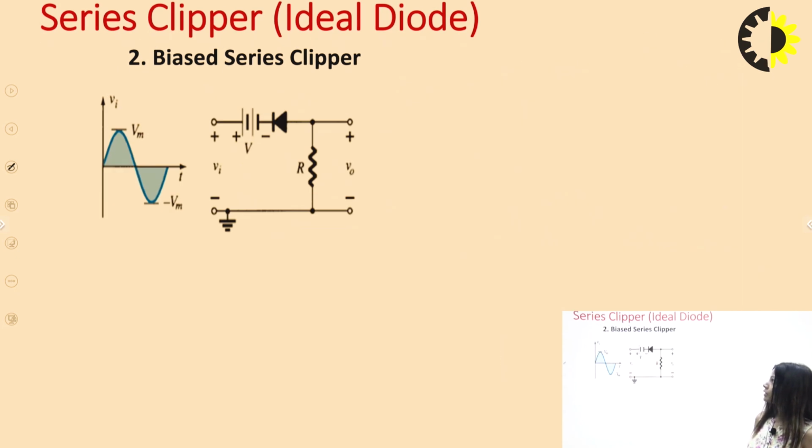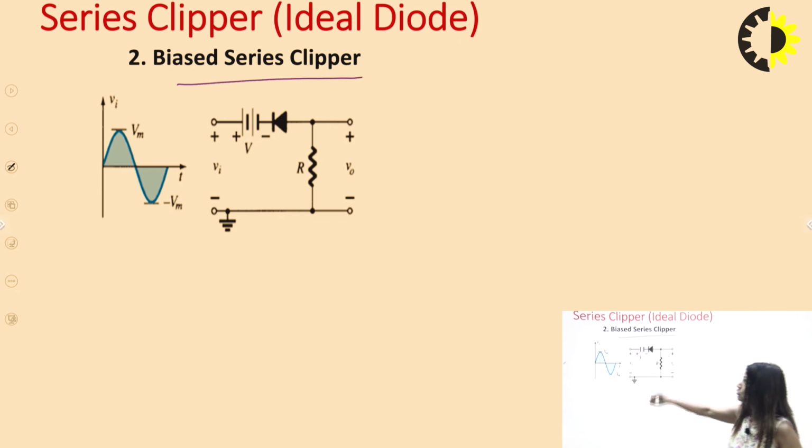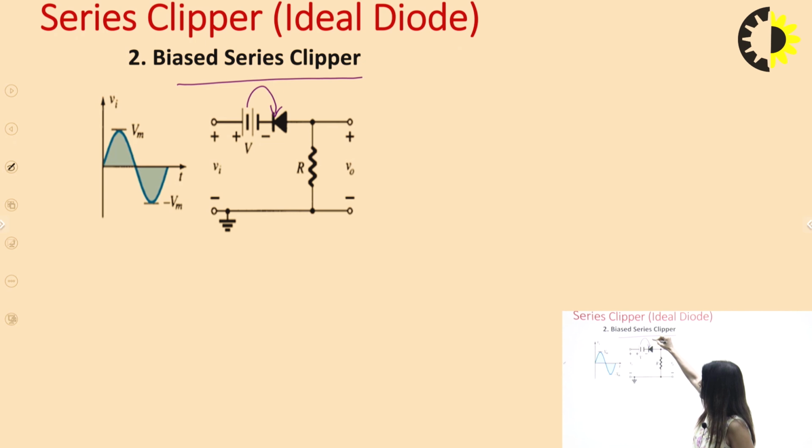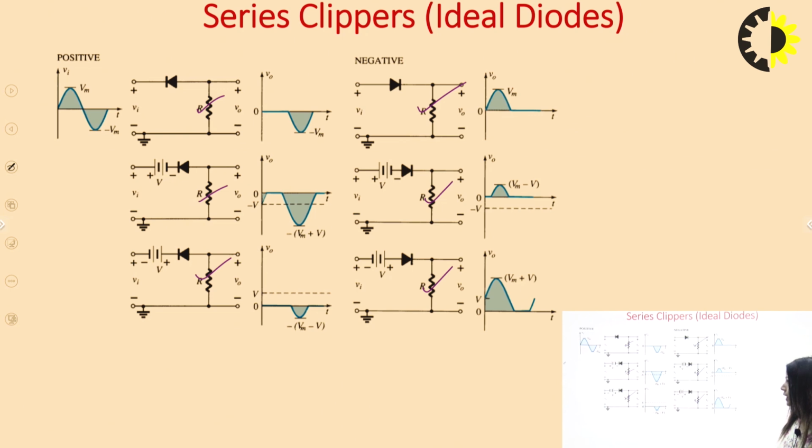Bias series clipper, and this is one of the examples for a bias series clipper also. In this, this battery is making it forward bias and this is making it reverse bias, as the second case of the bias series clipper. So you can solve this example on your own and try to practice all these examples as shown in the figure. So in the next video lecture, we will be discussing the parallel clipper circuit.